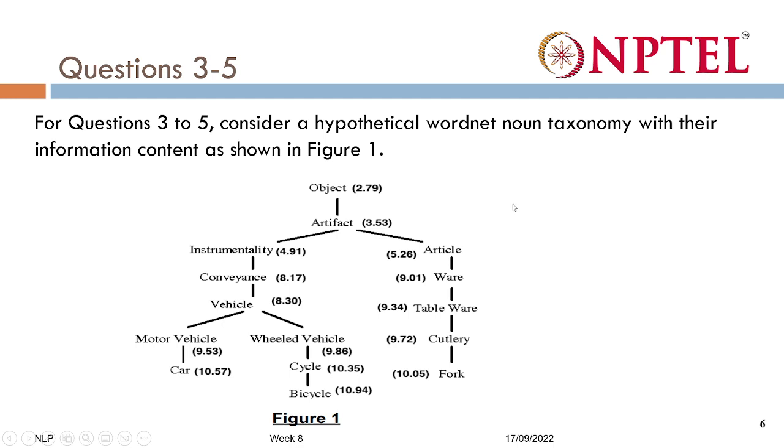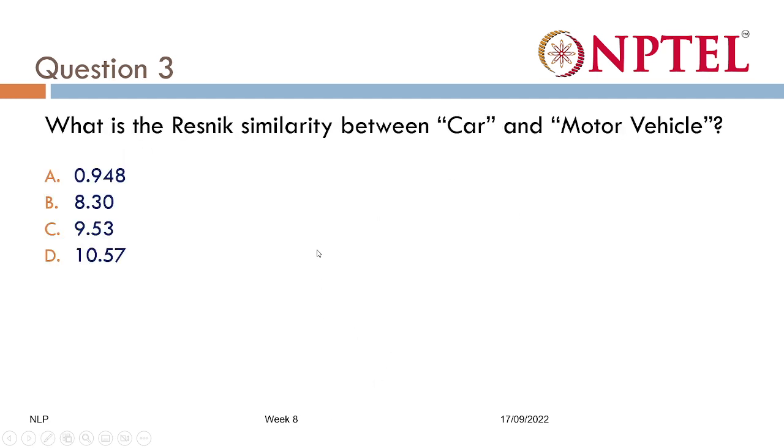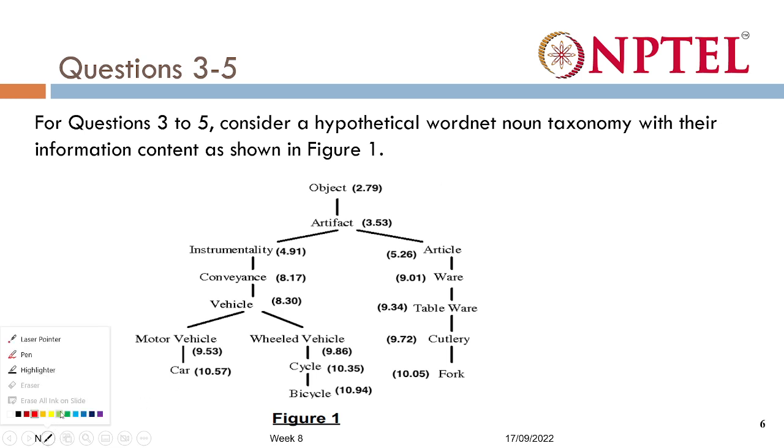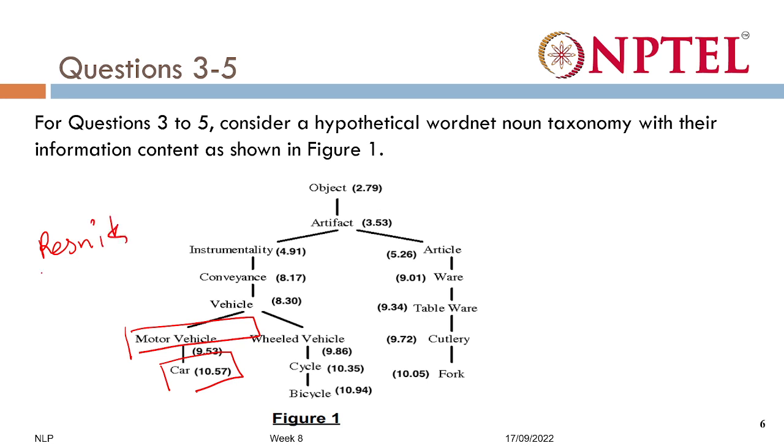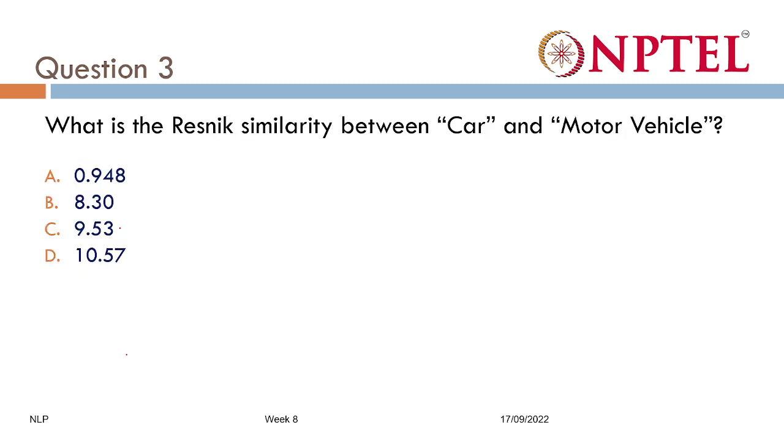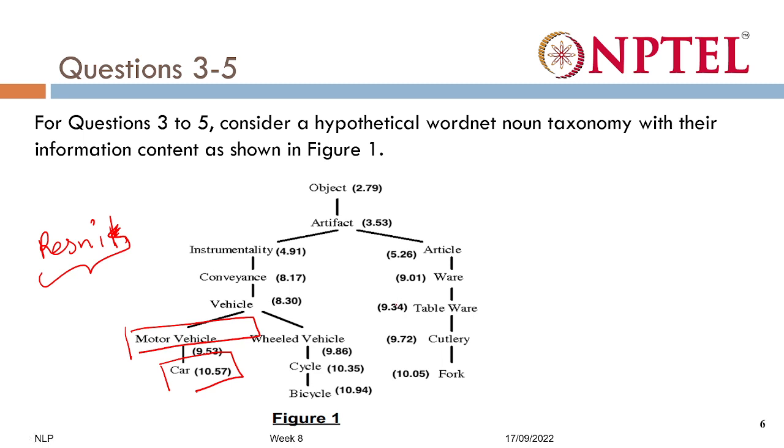So, this is one hypothetical word noun taxonomy that is given to us. The first question is to find the Resnik similarity between car and motor vehicle. I will mark the question here itself so that you can solve it. There are different similarity measures that have been discussed in the week 6 lecture 2. So apply the formula for the Resnik similarity and let me know the answer. The options are 0.948, 8.30, 9.53 and 10.57. So use this data and solve this question.